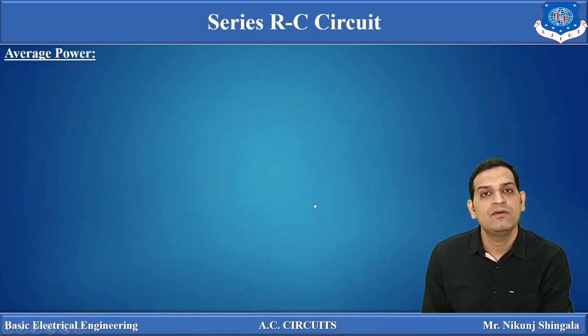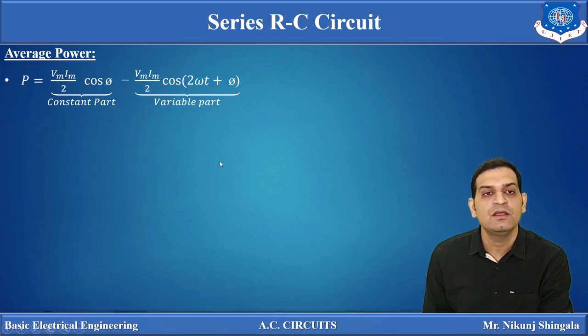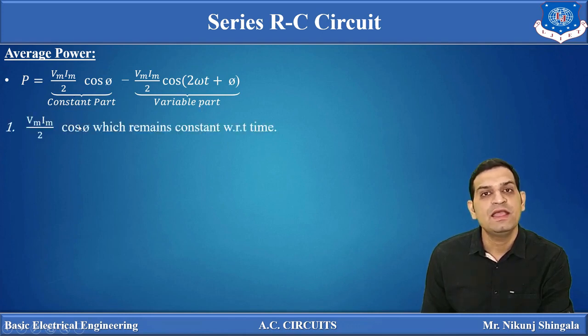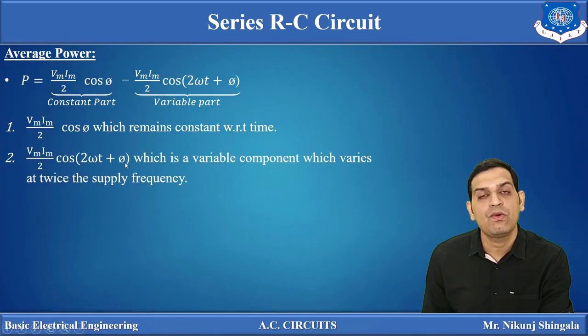Now, to determine the average power, again taking the final expression of instantaneous power. This is the expression which we have got for instantaneous power. This is a constant part and this is a variable part. Now Vm Im divided by 2 cos phi is constant, as I told you, because there is no time variable present in this expression. Now Vm Im divided by 2 cos of (2 omega t plus phi) is a variable component because it consists of omega t terms, and it varies at twice the supply frequency, because here 2 is present in the multiplication of f. Omega is equal to 2 pi f.